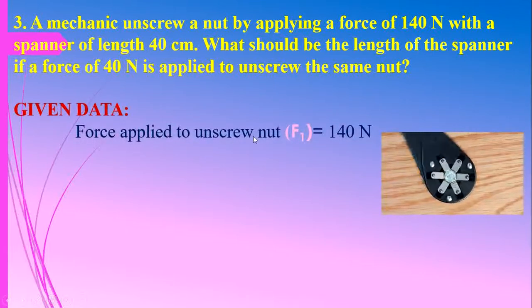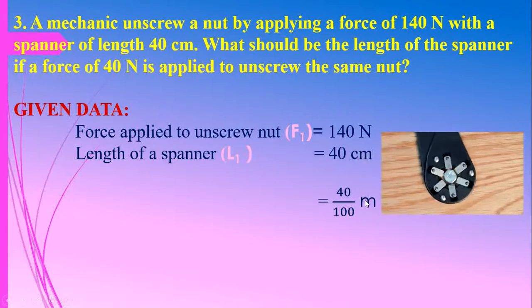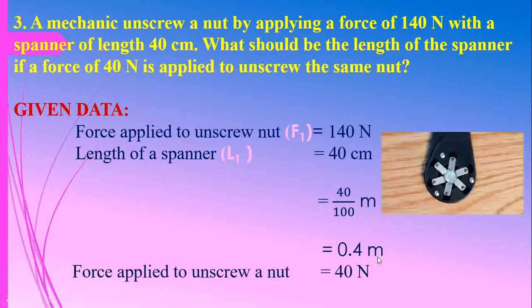Given data: force applied to unscrew the nut, F1, is equal to 140 Newton, and the length of the spanner is 40 centimeter. So, we have to convert this centimeter into meter, because the unit for the length of the spanner is meter. So, 40 by 100 gives us 0.4 meter. The second force applied to unscrew the nut is 40 Newton. We have to find out the length of the spanner.